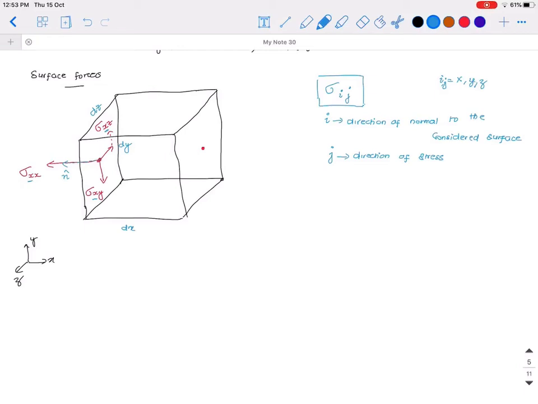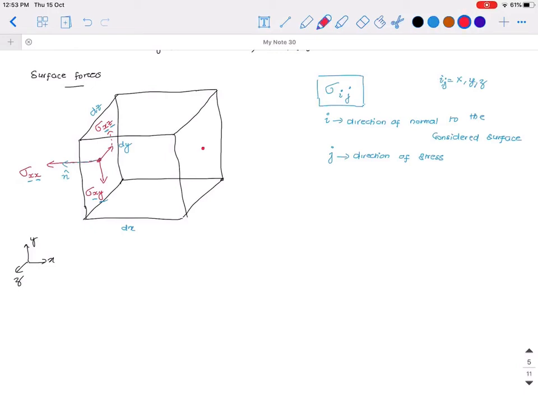Okay, and j is the direction of stress itself. So this is in the x direction, so the second subscript is x. This is in the y, and the third one is in the z direction. Okay, I hope this is clear.